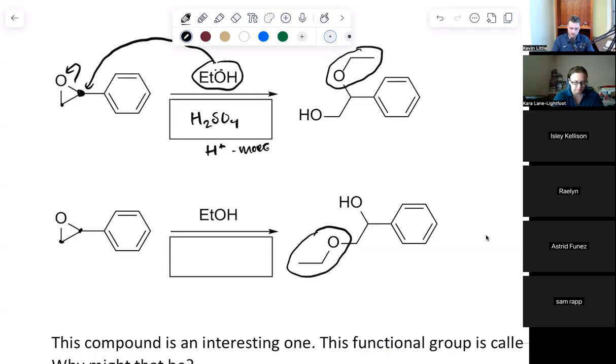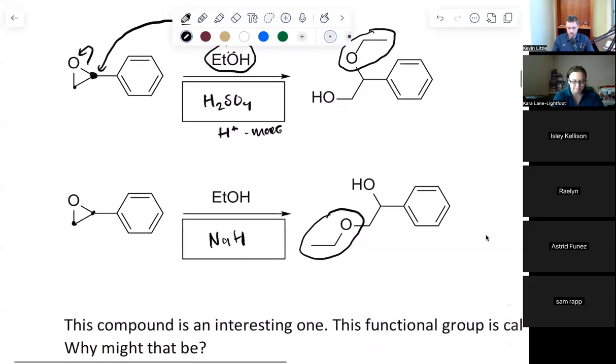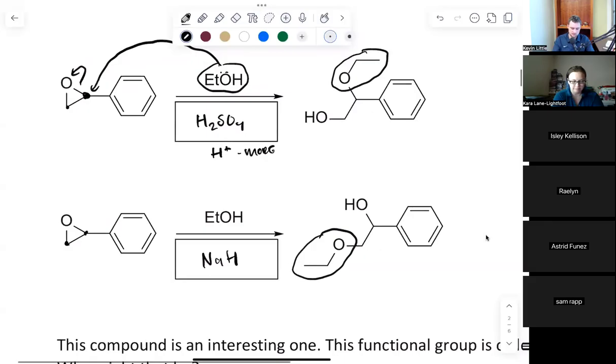That means that when I add to the less substituted carbon down here, I need a base. So I would use a non-nucleophilic base. Sodium hydride, sodium tert-butoxide could work as well. LDA could work. But yeah, you need basic conditions to add to the less substituted carbon. So that's what's happening here.